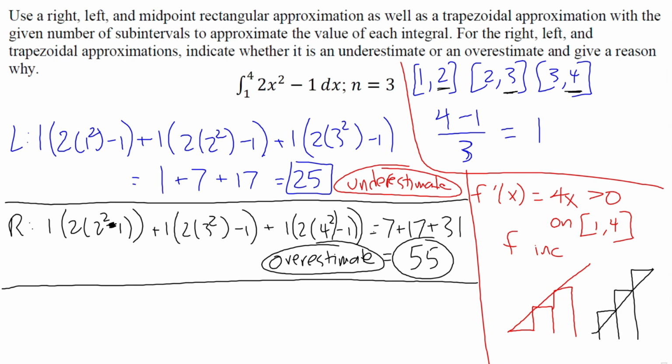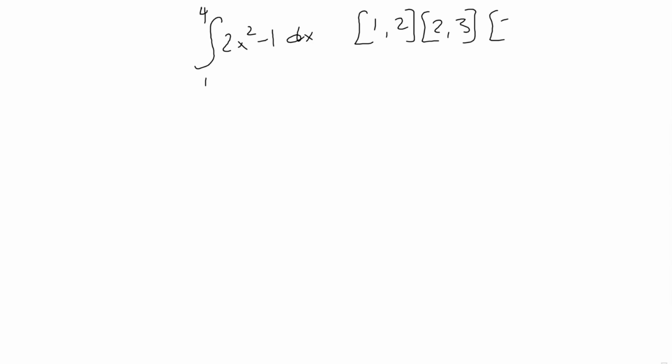And I think for our midpoint and our trapezoidal, we'll just go to a new page for those. So our function again that we're looking at was to approximate the integral from 1 to 4 of 2x squared minus 1 dx. And so our midpoints, if our intervals were from 1 to 2, from 2 to 3, and from 3 to 4, our midpoints are going to be 1.5, 2.5, and 3.5, or 3 halves, 5 halves, and 7 halves.